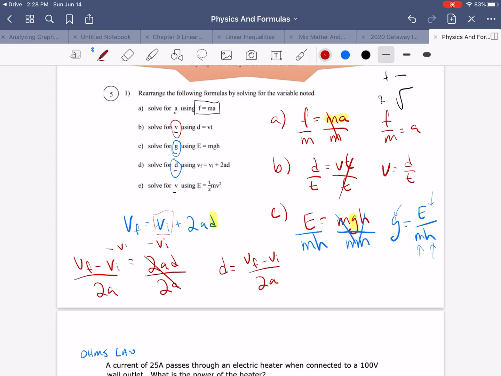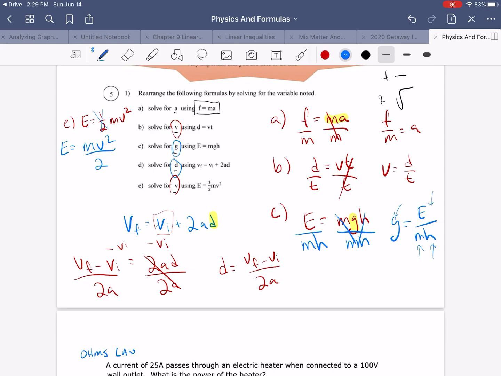The very last one here is probably the hardest one, which is E. And so I'm solving for V when E equals 1/2 times mv squared. Okay, so guys, I actually don't like the way that this formula is written, because this insinuates that it's 1/2 times that. But what I'm going to do is I'm actually going to write it like this. Because 1/2 means divided by 2, I'm going to rewrite the formula as mv squared divided by 2 and take this part out, because I don't like how it looks.